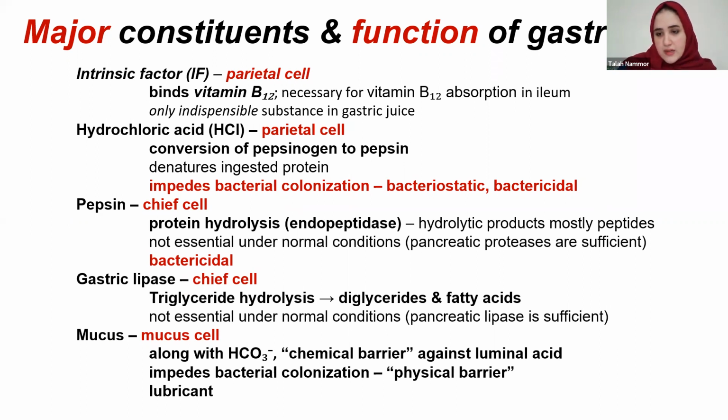Chief cells, pepsin activates HCl in parietal? No, it's not that way. It's the opposite. The HCl in the parietal will cause the pepsinogen to be activated into pepsin. Okay. And then last but not least, guys, mucus cells: they're the protective layer, they prevent bacterial formation, and they lubricate. Okay, that's it for this slide. It's easy. You guys can just read it, memorize it.